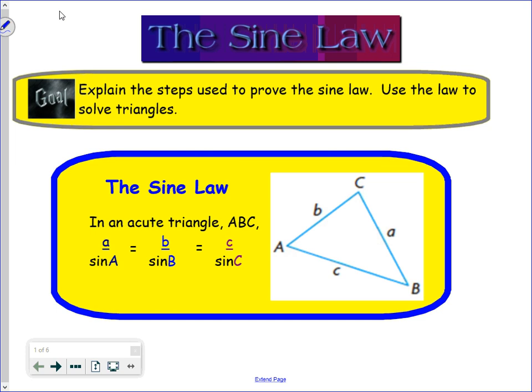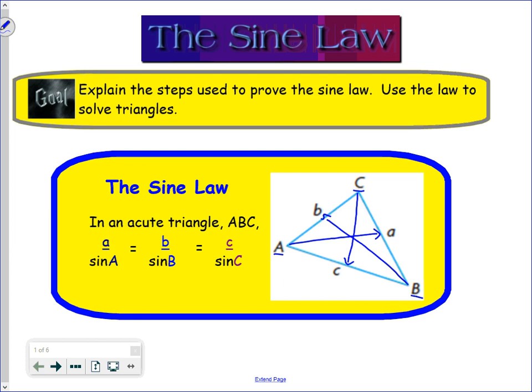So we need to start with labeling the triangle. Our angles are labeled with capital letters. So here we have angle A, B, and C. To label the sides, directly across from angle A is side A, and sides are labeled using lowercase letters. That is the same with angle B. Directly across from angle B is side B, labeled with lowercase b, and directly across from angle C is side C, labeled with a lowercase c.